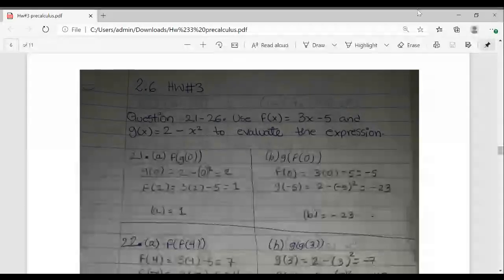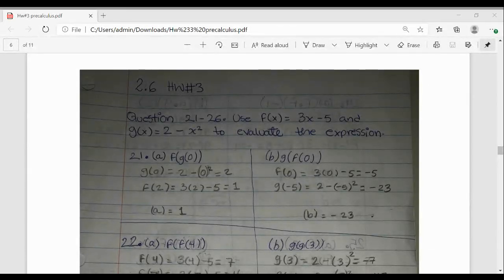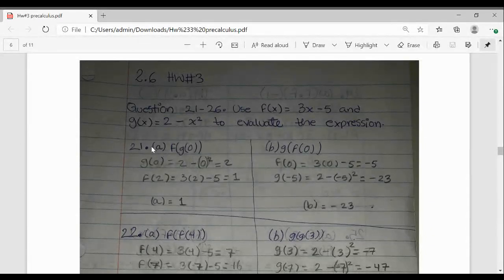Today we're going to talk about polynomial functions. Can you hear me, Professor? Yes. So this is for question 3, question 21. I follow the order of operations, so I start with g of 0, and then I apply the function rule to evaluate. So 2 minus 0 squared is equal to 2, then I apply f to 2, the result here. So 3 times 2 minus 5 equals 1. So A is 1. In B, I did the same thing, following the order of operations, and the result is negative 23. And that's it.